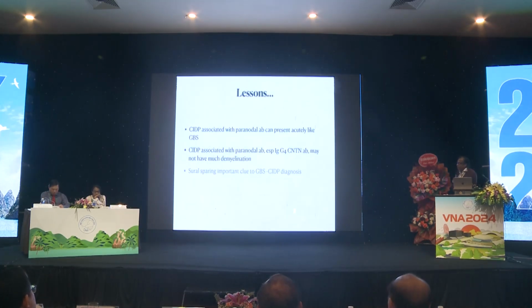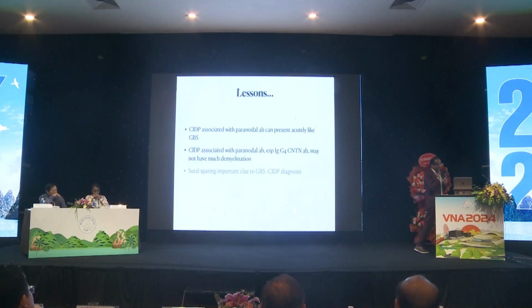Number one, CIDP associated with paranodal antibodies can present acutely like GBS. So when you see an acute onset CIDP, think about paranodal antibody. And even if it shows mainly axonal features. My thinking always was acute onset CIDP should only be in a so-called AIDP-like picture, patients with demyelination.